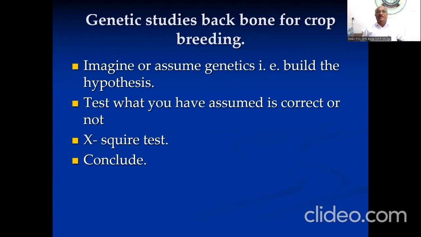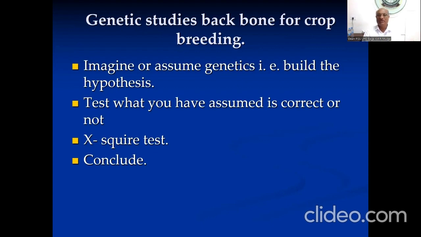Imagine resume genetics: build the hypothesis, test whether what you have assumed is correct or not. You can go for the chi-square test and then conclude. Yes, it's imagination. You are not going to see any genes there, right? Now, of course, molecular biology or genetic engineering is now pointing better. Even quantitative trait loci are also addressing the polygenic. But here, the conventional way is, if you want to study the genetics, you have to imagine what you are seeing in the F2 generation.